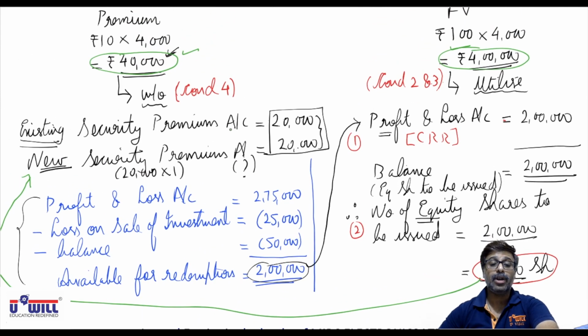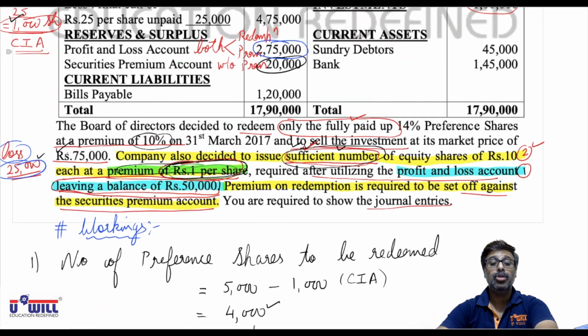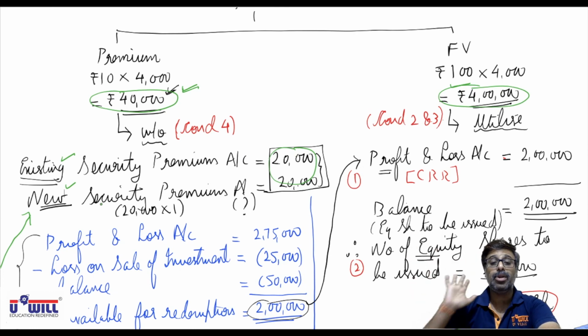Here, the entire 40,000 we have to write off from security premium. Now, old or new doesn't make any difference. Both the premium go to the same ledger account, that is security premium account. So don't write existing security premium account debit, new security premium account debit. Both are security premium only. Existing or old or new, both are one ledger account. In the ledger book, we maintain only one account, that is security premium.